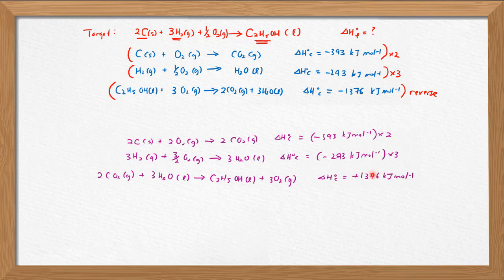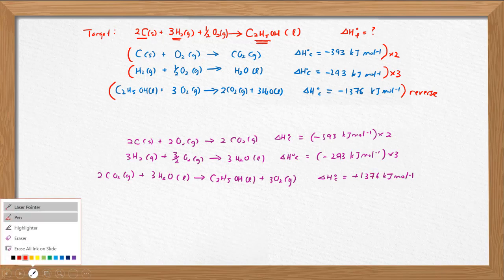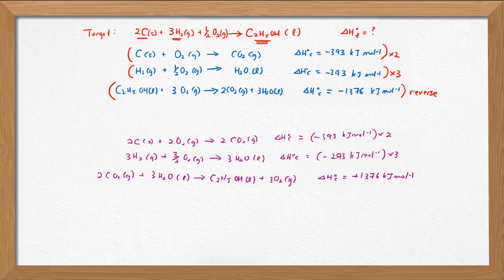After you have solved all these equations, we want to see which species we can cancel off. First of all, carbon dioxide we can cancel off. 3H2O we can cancel off. And for the oxygen, here you have 3O2. We minus 2 from here, left with 1O2. So 3 over 2 is equal to 1 and a half. That means you're left with half of this O2.